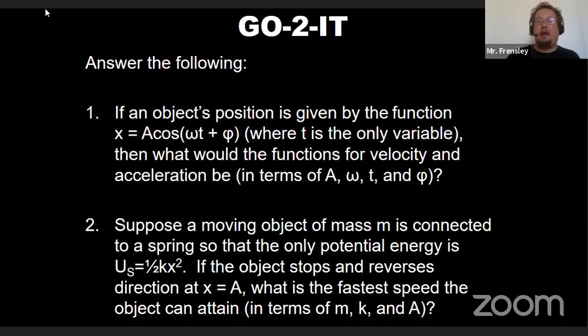What would be the function for velocity? What would be the function for acceleration, right? And then now suppose that we have an object, it's mass m, it's connected to a spring, so the only potential energy is 1/2 kx squared, right? That's spring potential energy. If the object stops and reverses direction at this specific location, x equals a, what's the fastest speed that the object can attain?